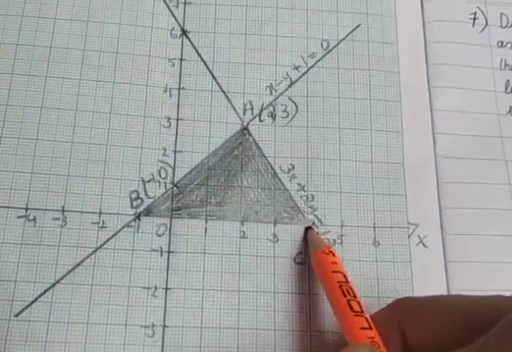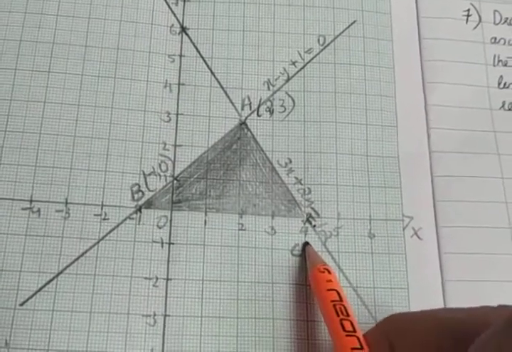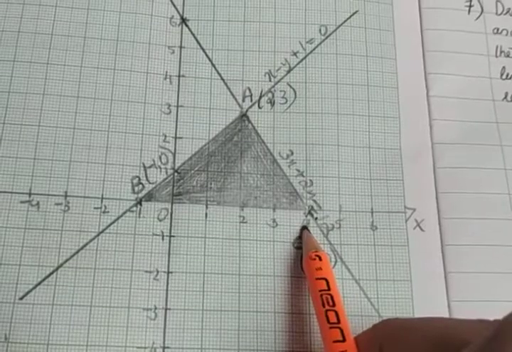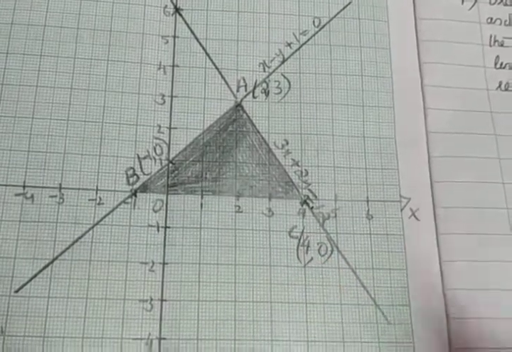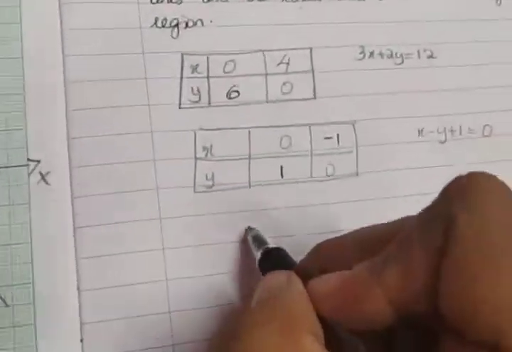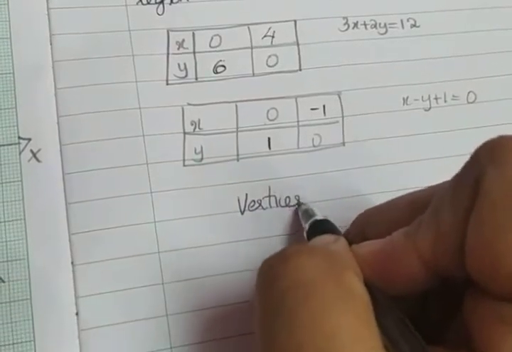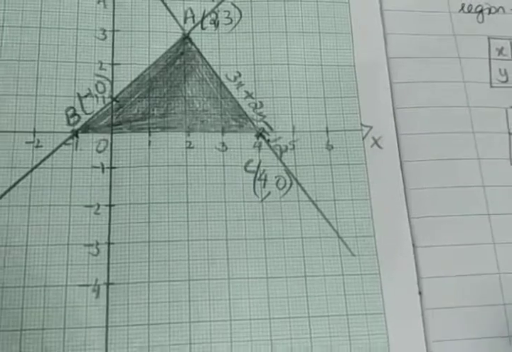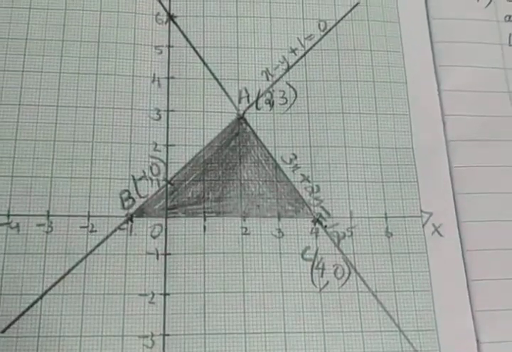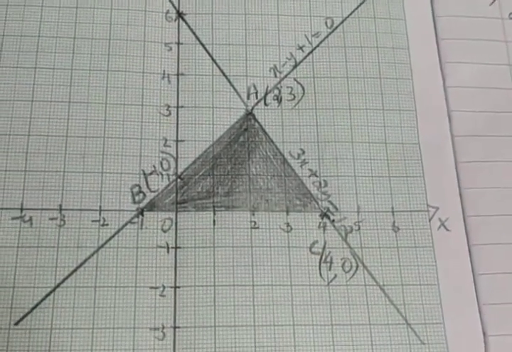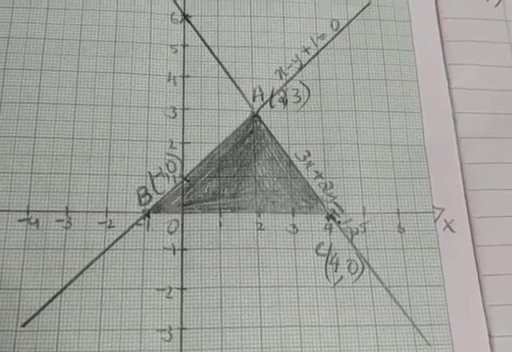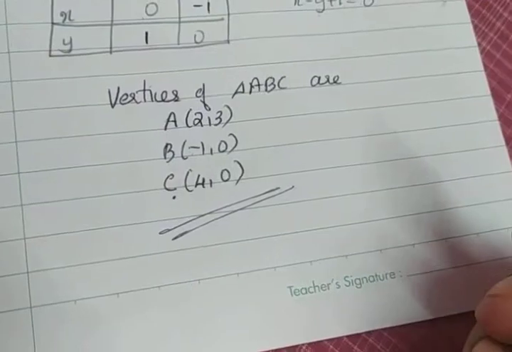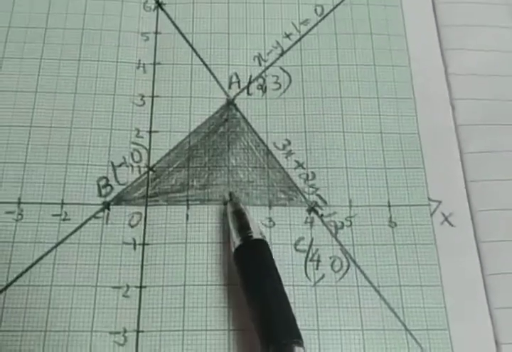Same way, C also lies on the x-axis. That means its y coordinate is 0. What about the x coordinate? It lies on the point 4. So 4 will be the x coordinate. Therefore, we can write the vertices. Vertices of triangle ABC are: A is (2, 3), B is (minus 1, 0), and C is (4, 0). So these are the vertices. And the third part was to shade, that we already did. Okay.